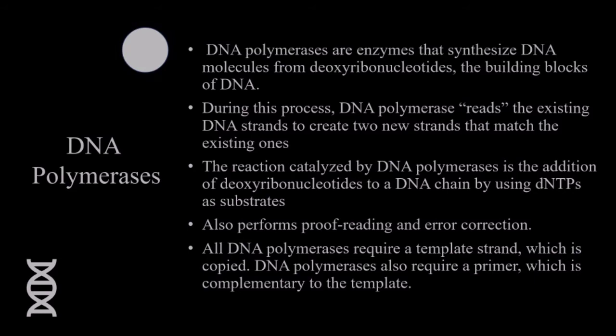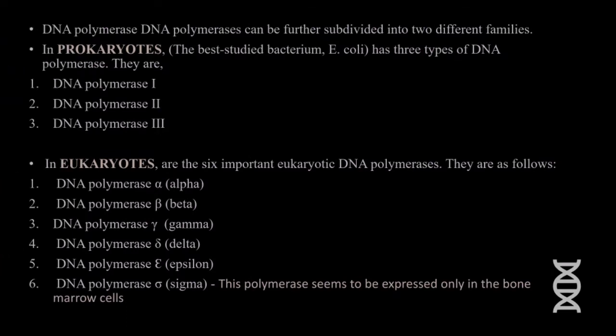The reaction is catalyzed by DNA polymerase in the addition of deoxynucleotides to a DNA chain by using dNTPs as a substrate. It also performs proofreading and error correction. All the DNA polymerases require a template strand which has to be copied. They also require a primer which is complementary to the template.